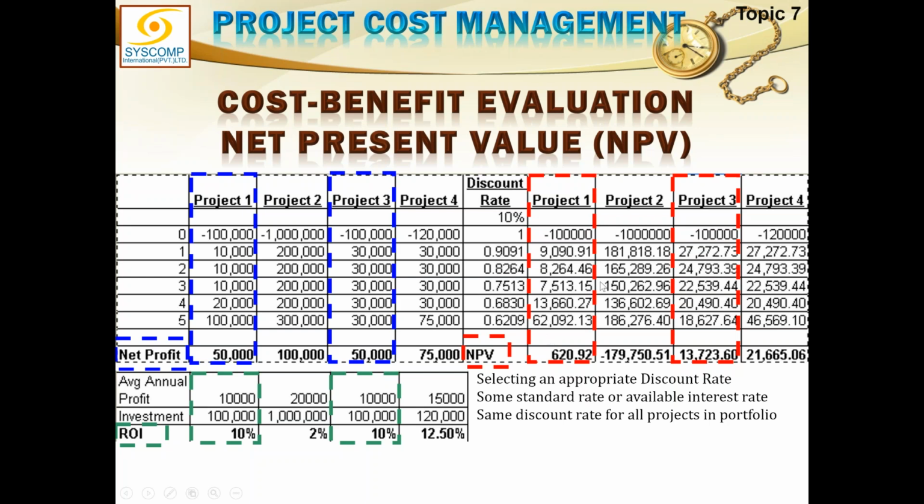And now, just look at the difference between project 1 and project 3. Project 1 is 620 and project 3 is 13,700. Although the investment is equal, the net profit is equal, the ROI is equal, the only difference between project 1 and 3 is depicted either through the payback period or through the NPV. So NPV shows that project 3 is much better than project 1. But the story doesn't stop here. We have yet to look at project 4. Project 4 gives us an NPV of 21,665 rupees. So probably this is the best option. Project 4 is the best project as far as NPV is concerned. And NPV is a fantastic method of calculation. Out of the methods we have studied so far, NPV is the best method.